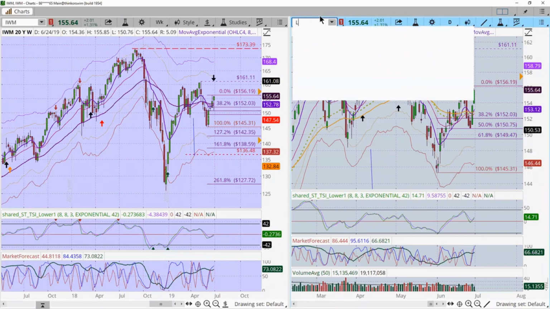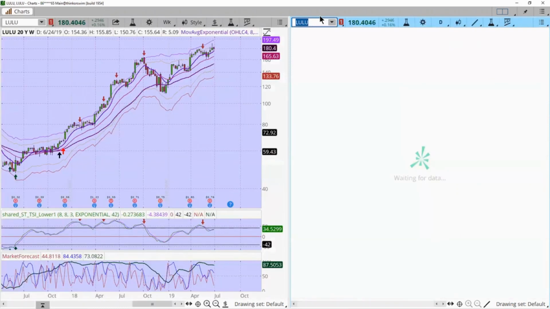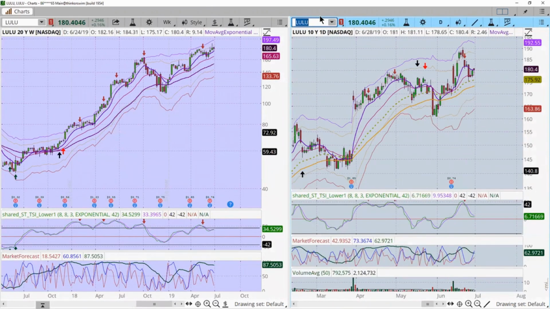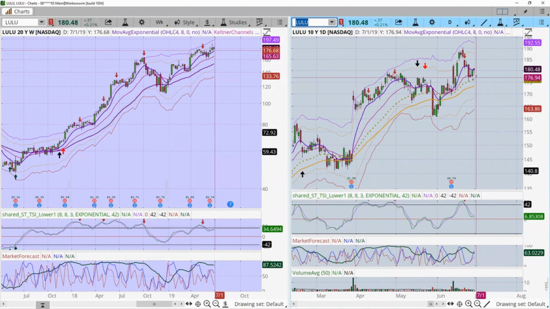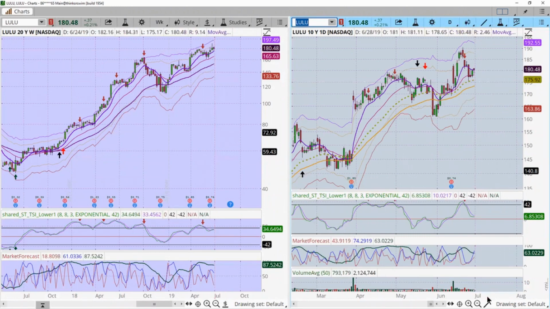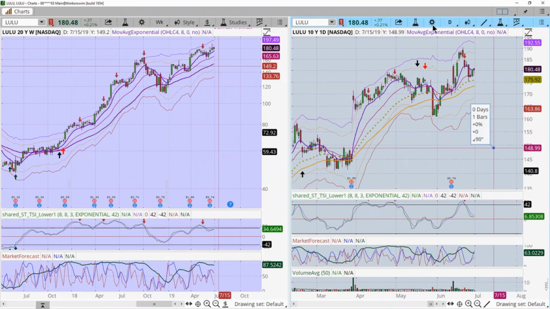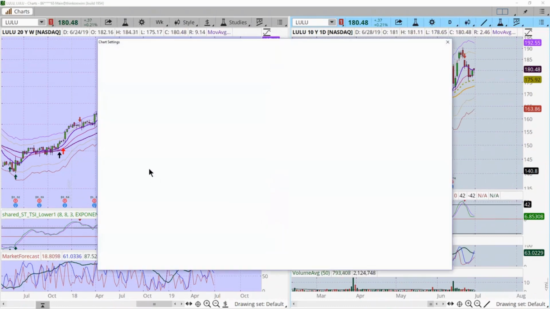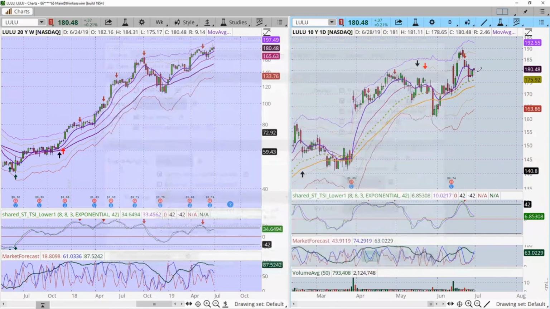I would let them settle a little bit, but Lulu's looking good. It almost looks like it's ignoring what the market's doing, what the index is doing. Watch for a trade on Lulu on a bounce into this level here. It's kind of moving up. You have to make a determination on whether or not you want to risk.